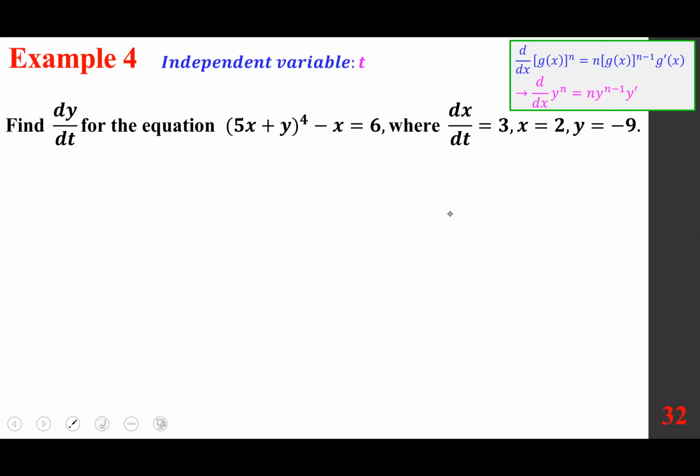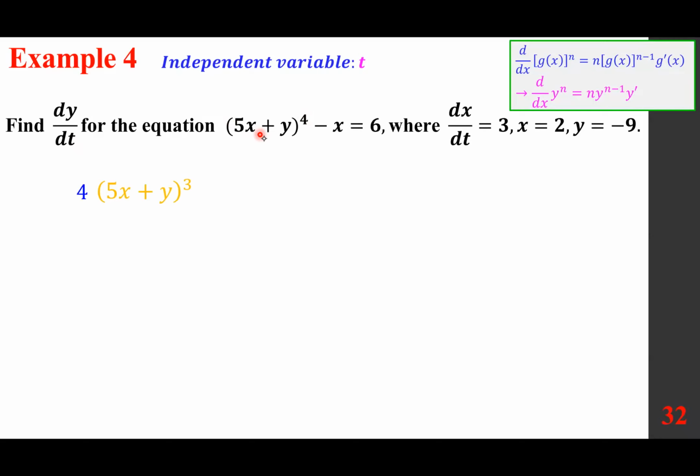We want to find dy dt for this equation. Dx dt is given, x is given, y equals negative 9. And what happens is that we notice again, t is the independent variable. So we want to differentiate this. Dx dt is given, x is given, y is given, dy dt is what we are interested in. So we are going to use the chain rule. 4 sits in front, and then 5x plus y to the power of 3. And then the derivative of the inside.